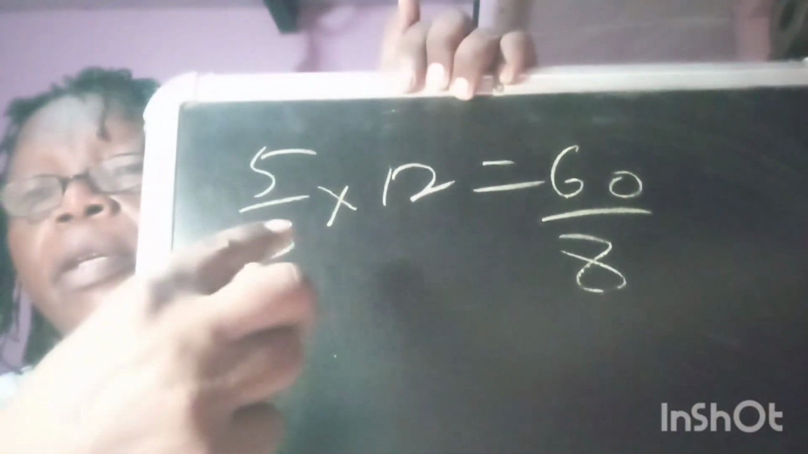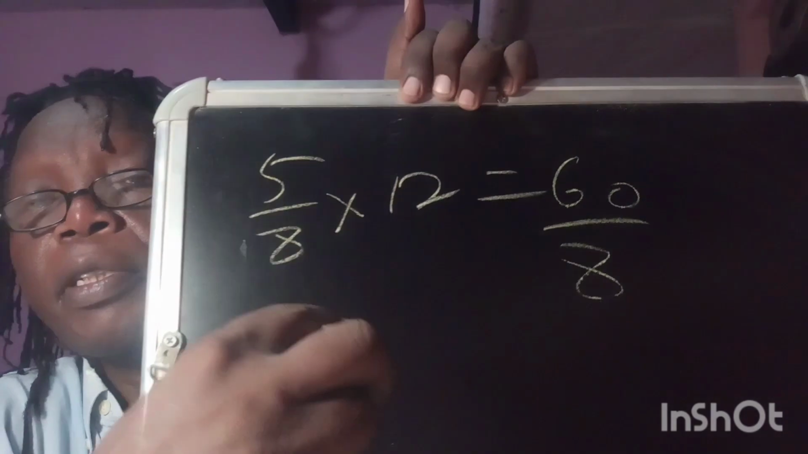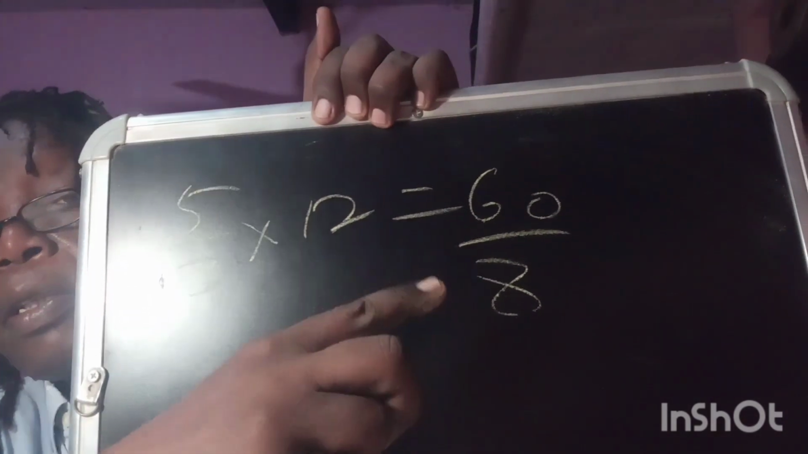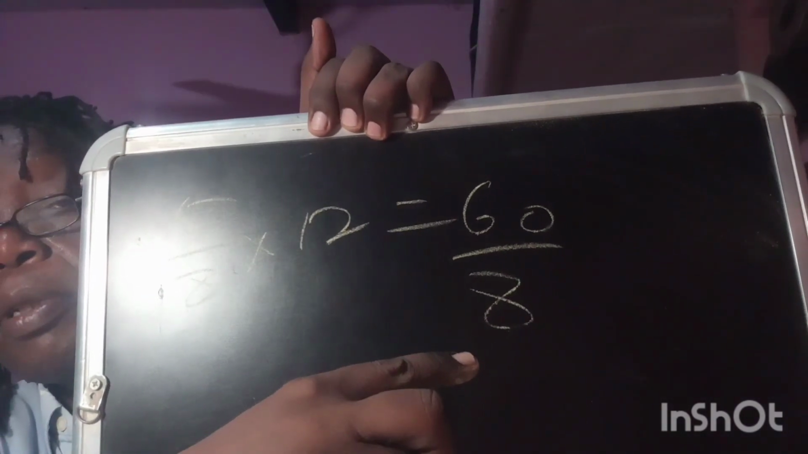Let me show you something here. Let me clean everything. So we got 5 over 8 times 12 is equal to 60 over 8. You see, I arrived at this. If you multiply this, it will give you 60 over this there. So now 60 divided by 8 will be 7.5. 7.5 means 7.5 times 8.